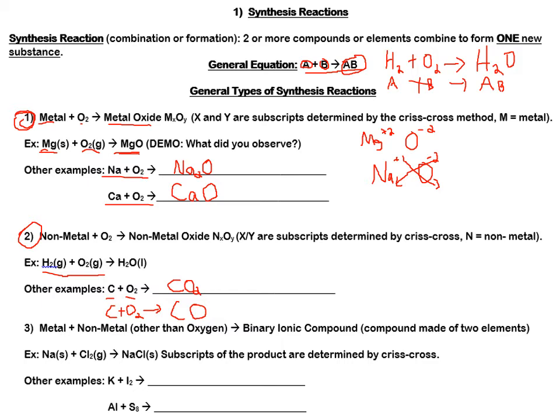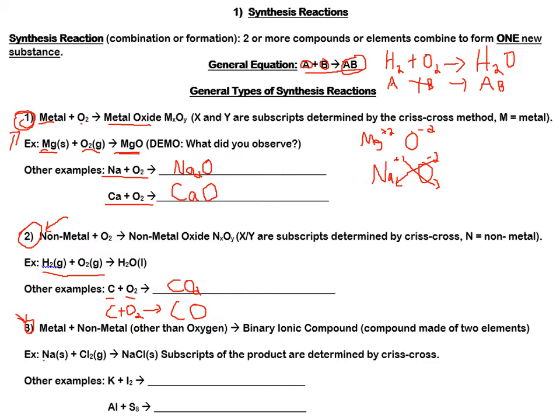Another type that's very similar to this one here, don't worry about predicting so much, just worry about identifying. Another type that I do want you to know how to predict is this one. So you have a metal and a non-metal coming together to form a compound. And basically all you do to figure out the product is you do the crisscross between the 2 elements.